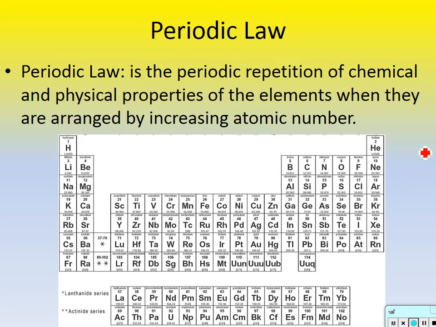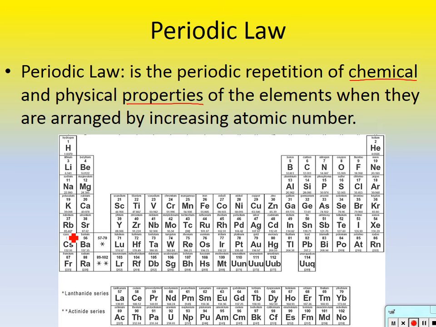Okay, so let's go through this definition together. Periodic law is the periodic repetition of chemical and physical properties of elements when they are arranged by increasing atomic number. So we've kind of talked about it on the previous slide, but why do the chemical and physical properties repeat themselves every eighth element?